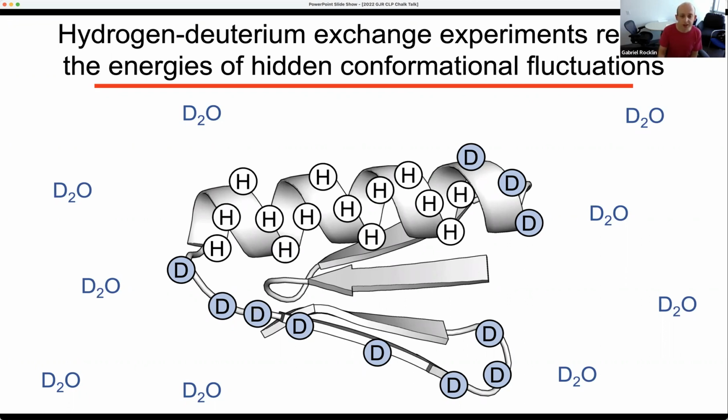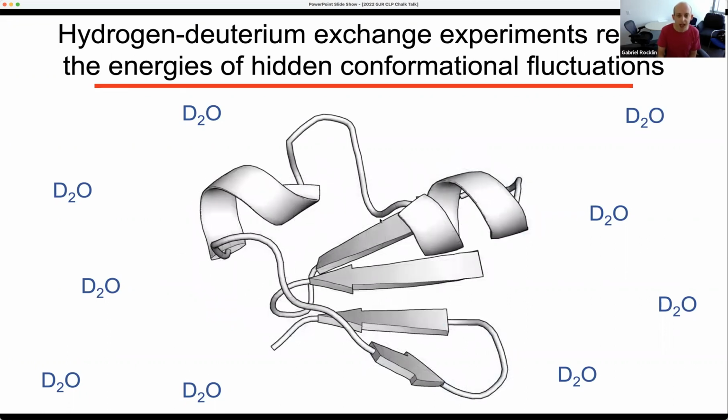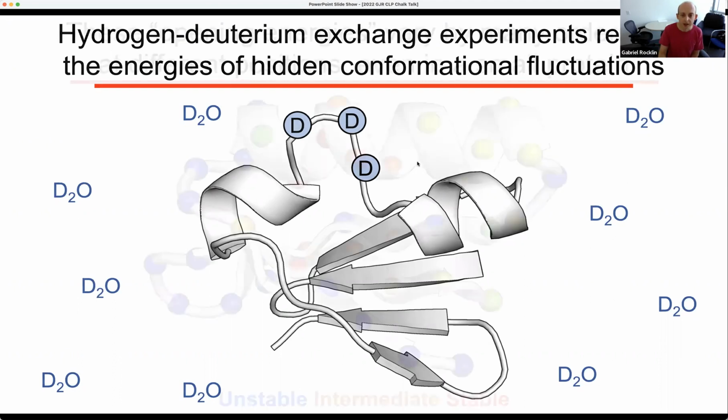Now, eventually these hydrogens will exchange to deuterium, but that only happens when the protein undergoes some kind of conformational fluctuation that opens up those pieces of secondary structure, so that now the hydrogens can come off and the deuteriums can come on. And so if you look at the rates of these exchanges, depending on how you do the experiment, you can either learn the kinetics of these fluctuations, or you can learn the thermodynamics of these fluctuations. And we're interested in the thermodynamics.